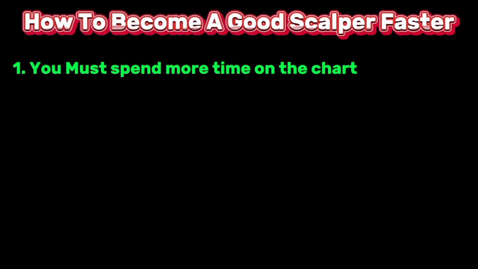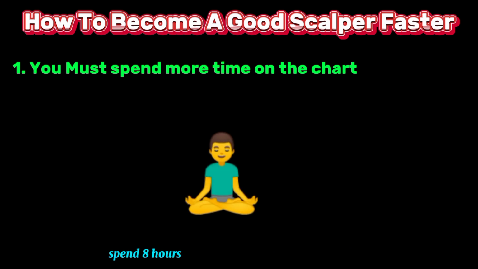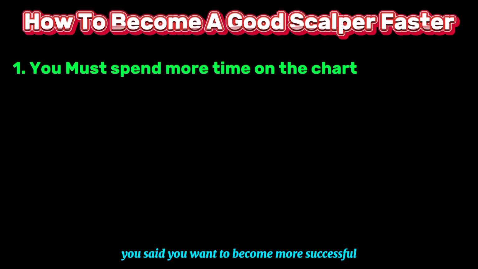You must spend more time on the chart. If you have been alive for a very long time, you just have noticed that the only way you can outcompete anyone is to do what they do more than they do it. If a normal scalper is spending 2 hours every day analyzing the chart, you should spend 4 or 5 hours analyzing that same chart every day. If you want to unlock a monk mode, spend 8 hours undisturbed on the chart every day, without a single distraction. You said you want to become more successful, don't you?